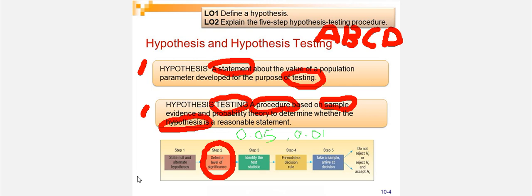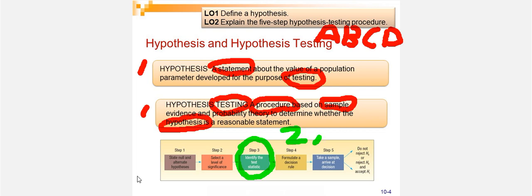Step number 3 is identify the test statistic. That means at this stage we need to identify whether our test is using the Z or the T value, or using the symbol.